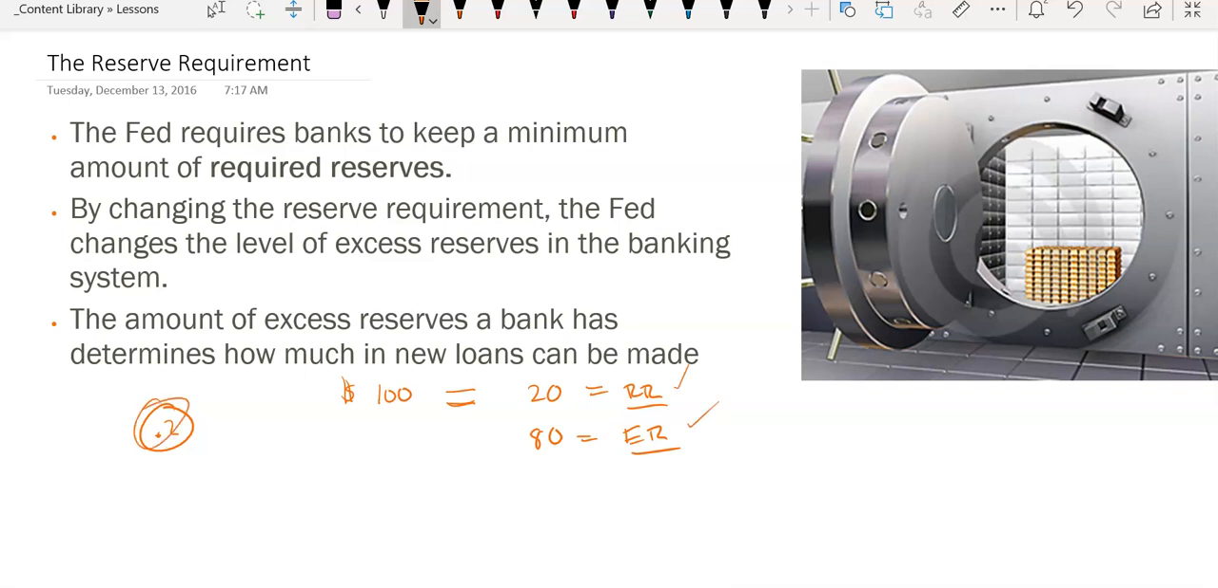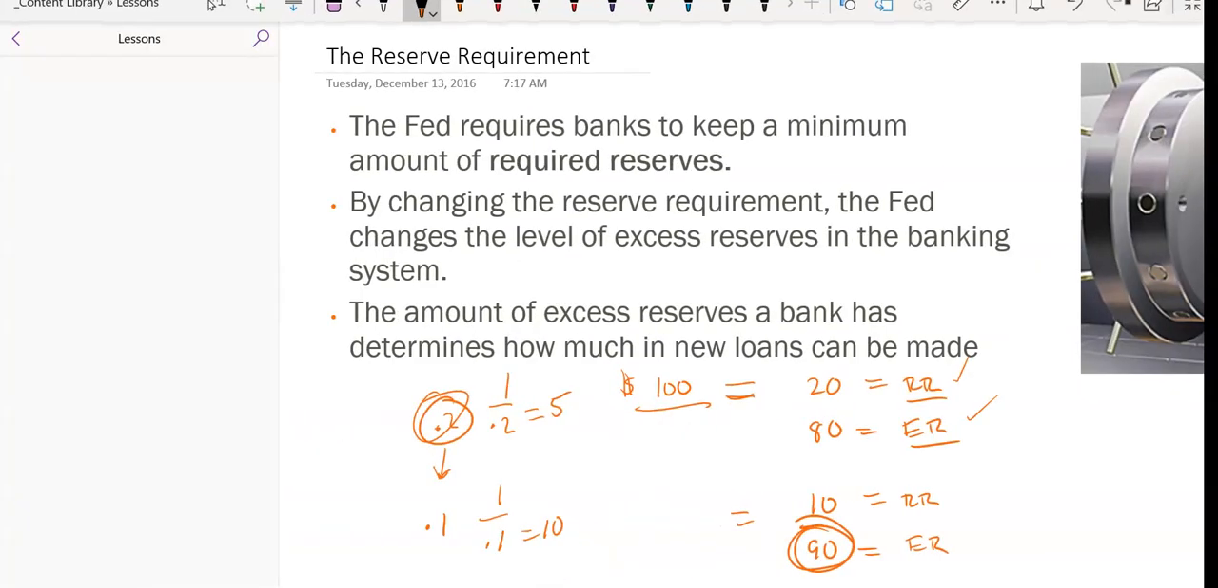So if instead of a 0.2 reserve requirement, they lowered that to 0.1, and we still have that $100 deposit, well, that means now only $10 goes into the required reserves, and then $90 goes into the excess reserves, right? So if we look at how much new money this could create, 1 over 0.2 is 5. 1 over 0.1 is 10, right? So that's going to create a much larger impact here, with the $90 in the excess reserves, right? So that lowering of the reserve requirement is going to have a larger impact, right?